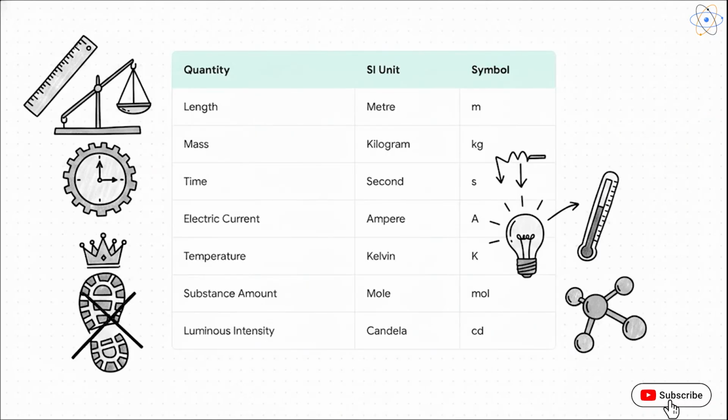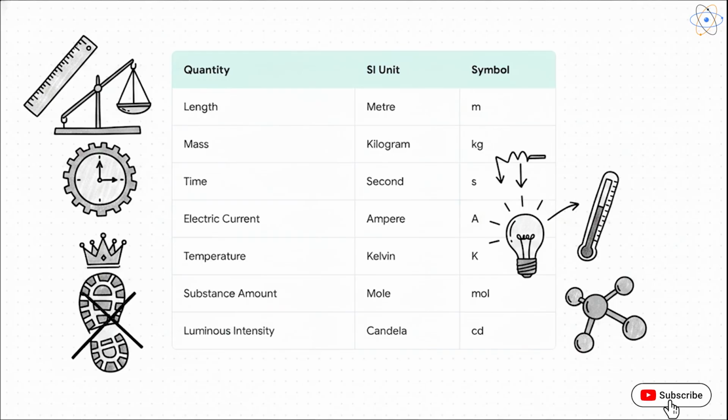Now, believe it or not, the entire framework of measurement across the whole universe is built on just 7 fundamental quantities. 7 base pillars that are defined independently. We've got length in meters, mass in kilograms, time in seconds, electric current in amperes, thermodynamic temperature in Kelvin, amount of substance in moles, and luminous intensity in candelas.